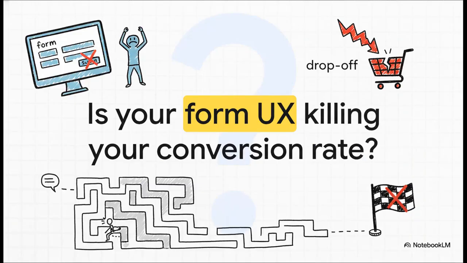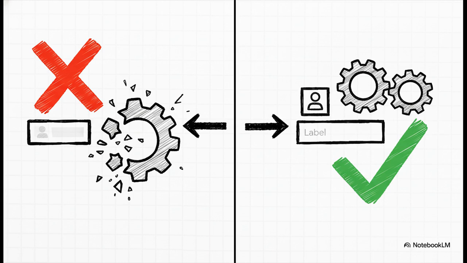So let me ask you a question. Is your form's user experience absolutely tanking your conversion rate? You've got this amazing site, everything looks great, but are people just giving up at the very last step? Yeah, 9 times out of 10, the culprit is the form itself. All right, I'm just going to say it. If you are using placeholders instead of labels, you are fundamentally building broken software. I know that sounds harsh, but it's one of the biggest, most common mistakes out there. The good news? We're going to fix it for good right now.